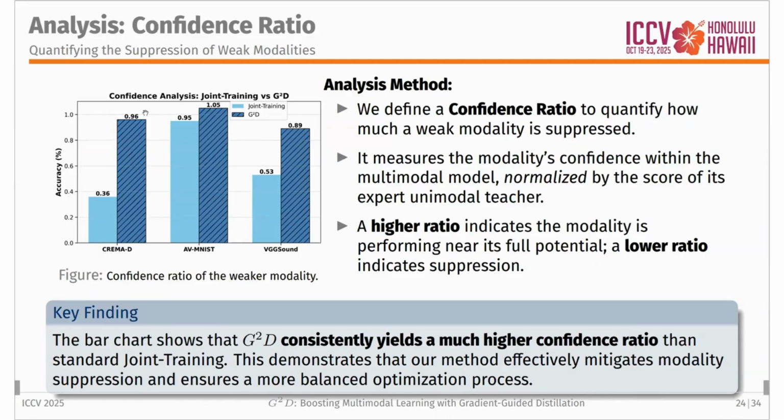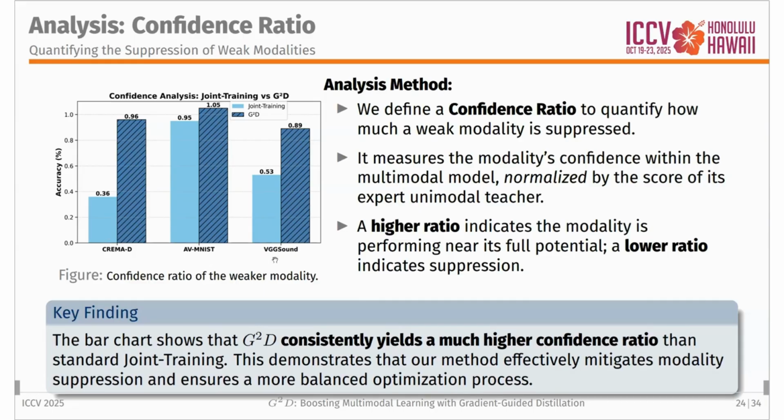So if you look at the bar plot, you'll see that for CREMA-D, the light blue plot, which is joint training, this is the confidence ratio of the weak modality, which is video. And you see that it has a confidence ratio of just 0.36 under normal multimodal learning. But in our case, we have a confidence ratio of 0.96 for the video modality. So this shows that we clearly reduce the problem of modality imbalance.